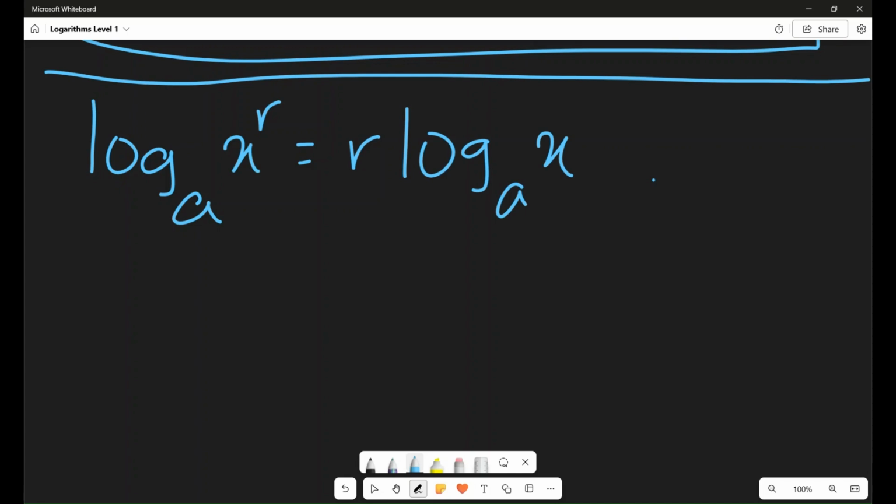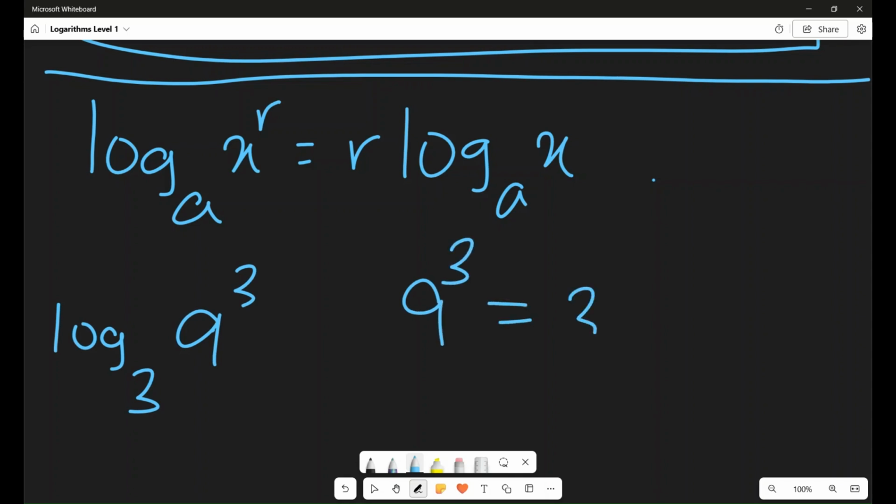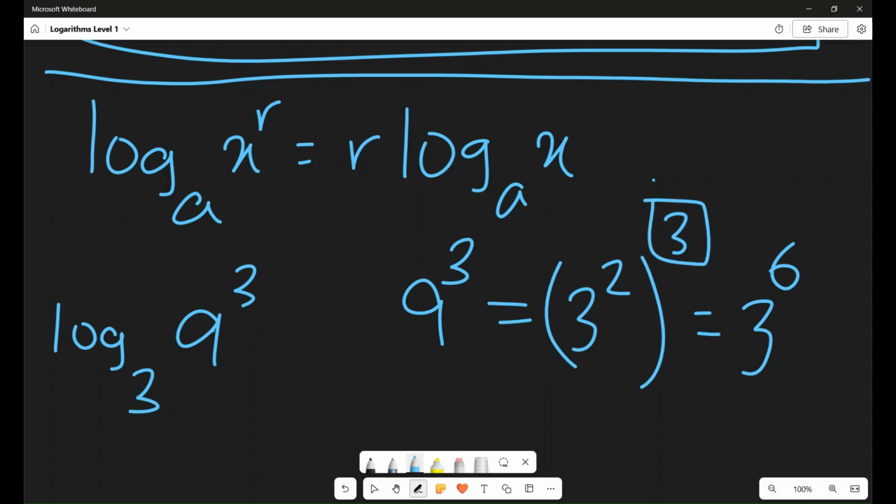So say, for example, we had 9 to the power of 3, and we wanted to take that log base 3, right? Well, we know that 9 to the power of 3 is just 3 squared to the power of 3, which is just 3 to the 6th, right? So what we did there is we really took this 3 and we multiplied it by the 2 to get our exponent of 6, right?